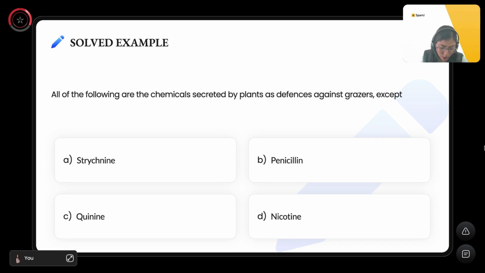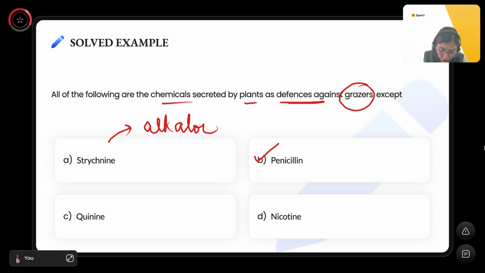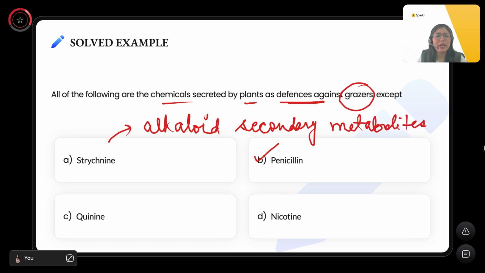The question says all of the following are the chemicals secreted by plants as defense against grazers. Grazers are your herbivores. Except. So here beta, if you see, except for penicillin, all the other options are examples of classic alkaloid secondary metabolites. Okay, so these are produced by various plants.